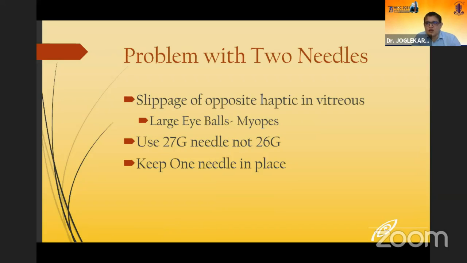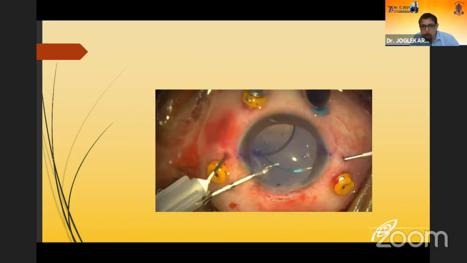But there are problems with using two needles. The main problem people get is the slippage of the opposite haptic in the vitreous or in the tunnel during flanging of the one haptic. So what I advise is that you use a 27 gauge needle, not a 26 gauge needle, because that creates a shorter scleral tunnel. We can adopt this technique by keeping one needle in place from the trailing haptic. I will show the video for this.